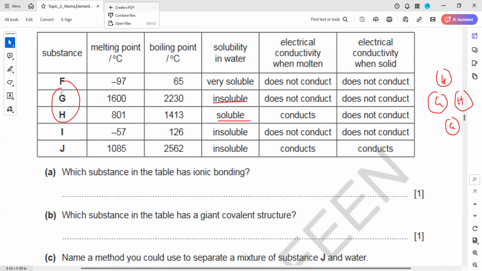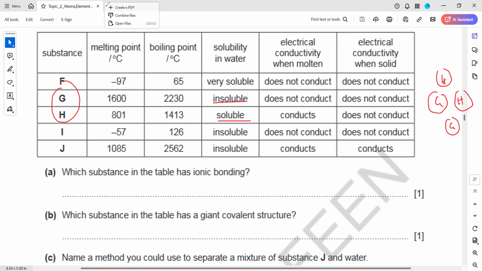But you have a mixture of G and H. There is no water present. One is insoluble in water, another one is soluble in water. They are only mixed, like two solids are mixed. Then we will mix, then we will put it after mixing.